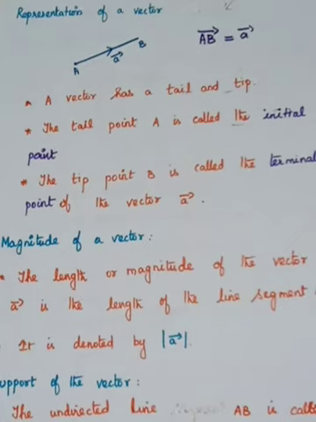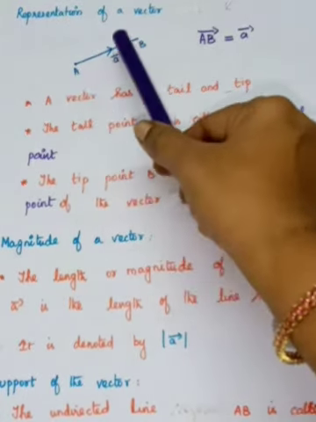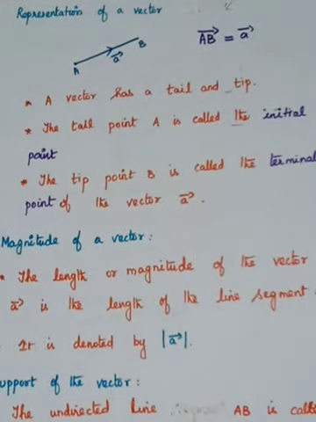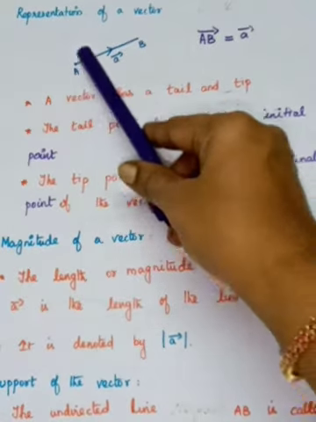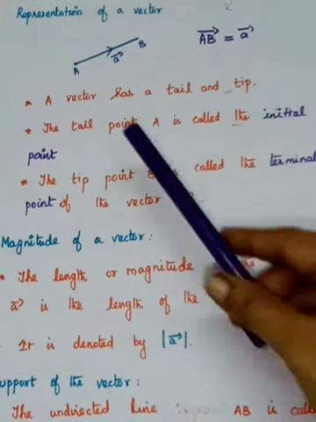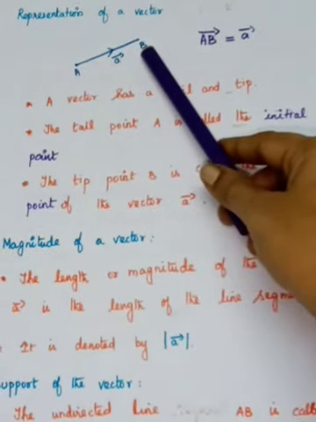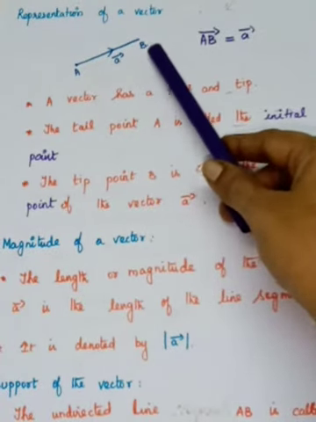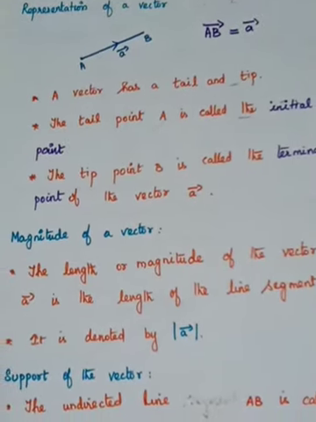Okay, so this vector a has a tail and a tip. The tail point is called the initial point. Here the initial point is A because it is directed from A to B. So A is the initial point and the tip, that is B, is called the terminal point of the vector. Okay, so next one, we are moving to the magnitude of the vector.